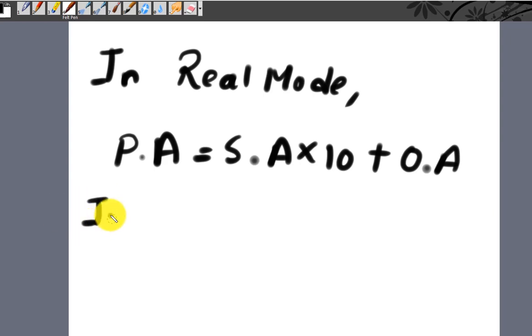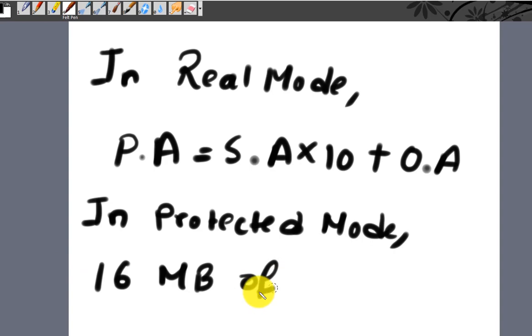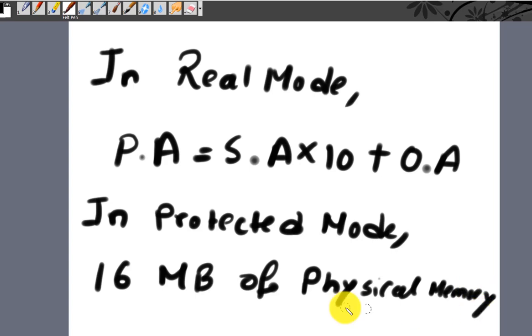In protected mode, the processor uses all 24 bits so that it can access 16 megabytes of physical memory and 1 gigabyte of virtual memory.